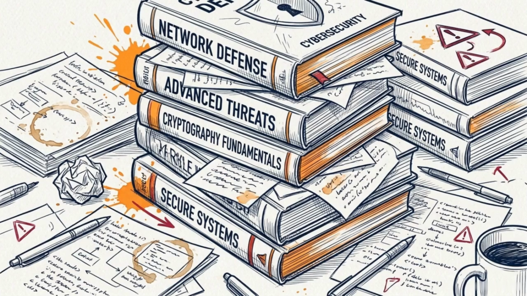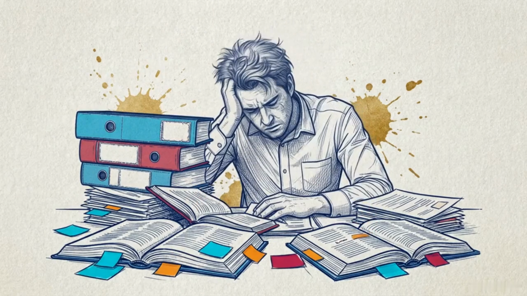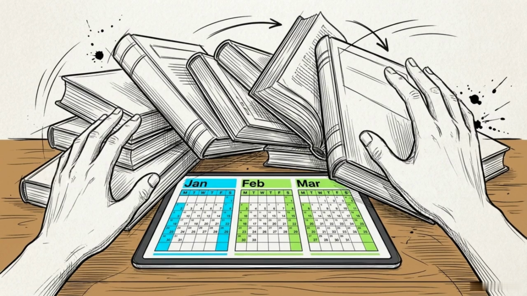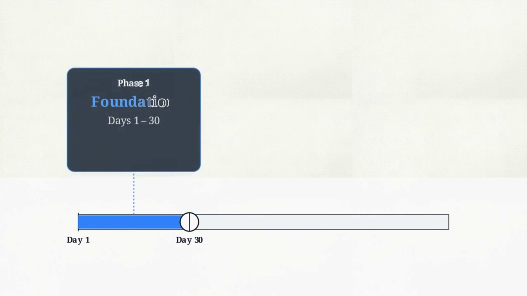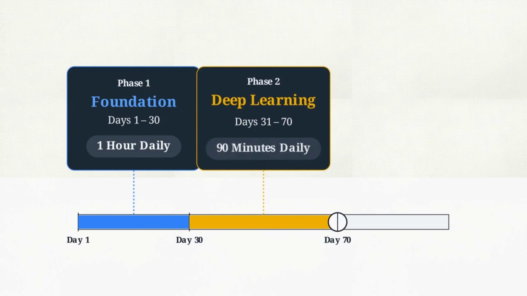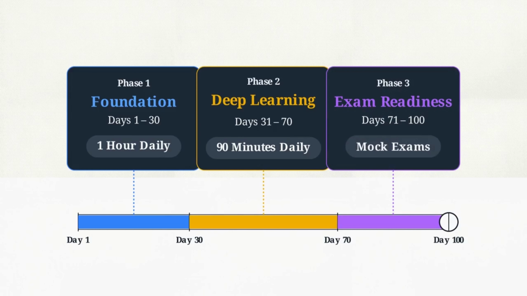Before we look at a single day, we need to map out the macro timeline. The CISSP covers 8 distinct domains of knowledge. If you dive into daily tasks without a high-level structure, you risk becoming overwhelmed by the sheer volume of material. We need to split these 100 days into 3 phases. Block out the first 30 days for Phase 1, Foundation, studying 1 hour daily. Days 31 through 70 become Phase 2, Deep Learning, increasing to 90 minutes. Finally, mark days 71 to 100 as Phase 3, Exam Readiness, dedicated entirely to mock exams.